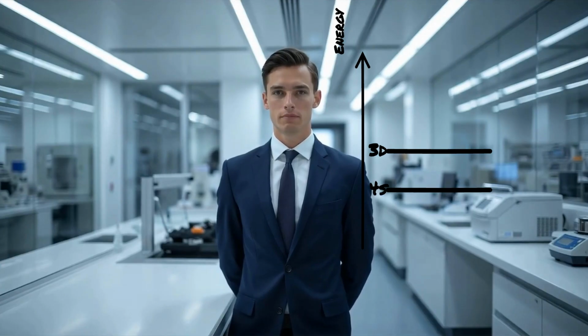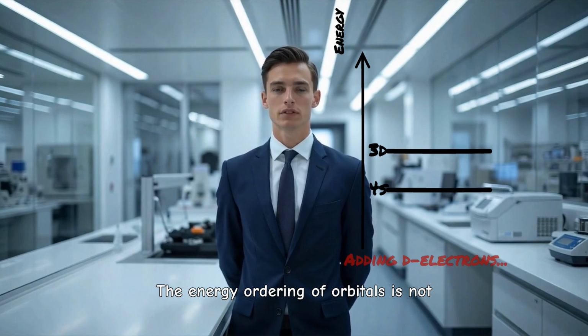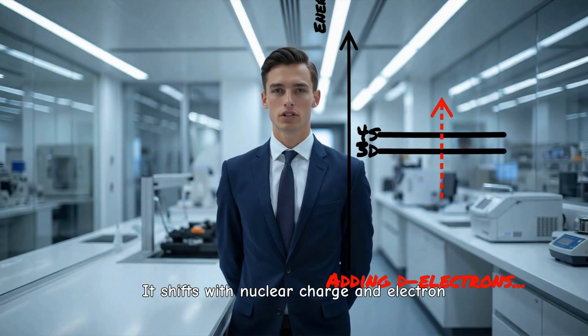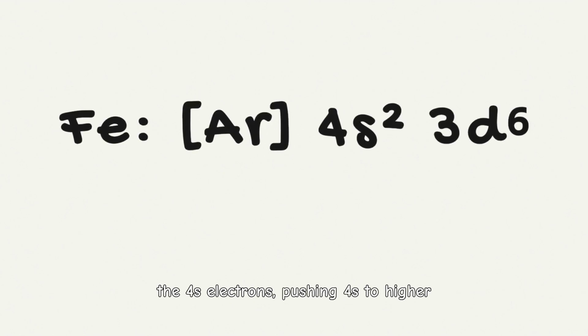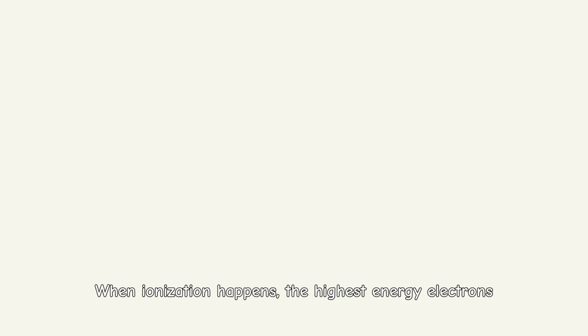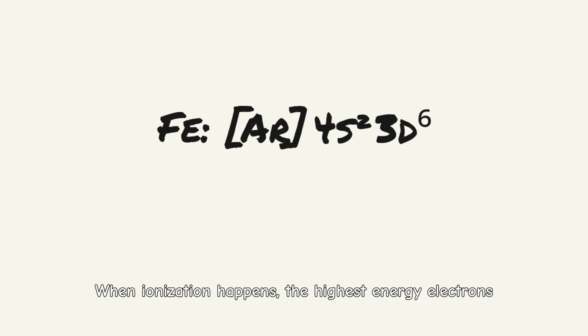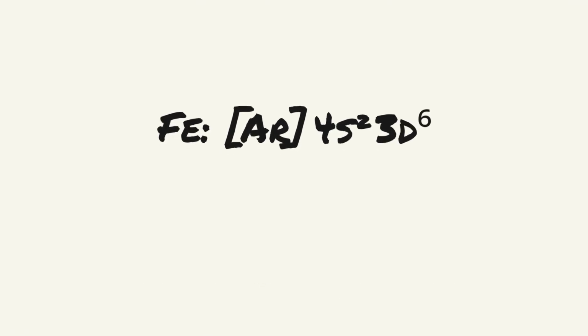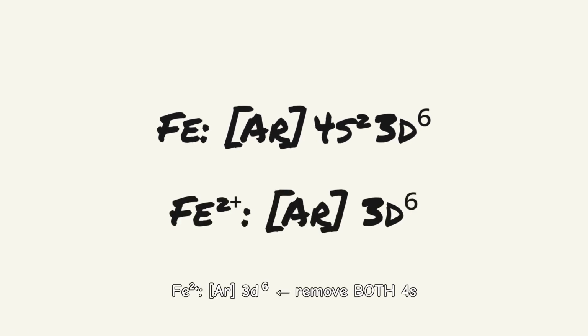Here's the real mechanism. The energy ordering of orbitals is not static, it shifts with nuclear charge and electron count. Once 3d electrons are present, they repel the 4s electrons, pushing 4s to higher energy than 3d. So in Fe, which has a full atom configuration, 4s is now higher in energy than 3d. When ionization happens, the highest energy electrons leave first. That's 4s. Fe: 4s2, 3d6. Fe2+: 3d6.